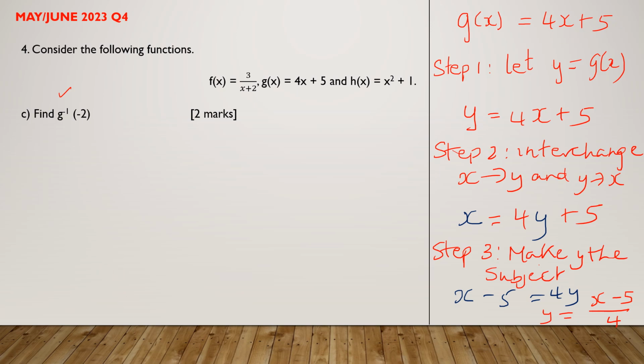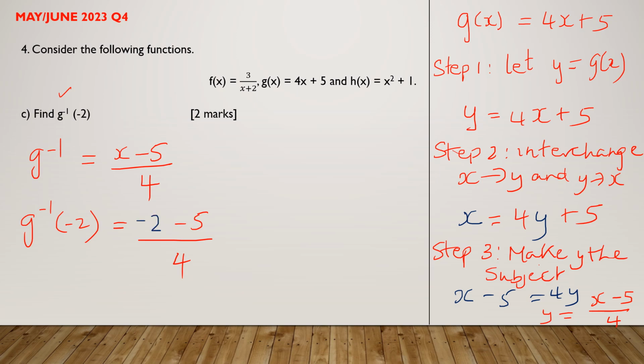So now we're going to take that. So g inverse is equal to x minus 5 over 4. So g inverse of negative 2 is going to equal, I'm going to put out my x minus 5 over 4 and replace my x with negative 2. So that is going to give me negative 7 over 4. And that's my final answer.